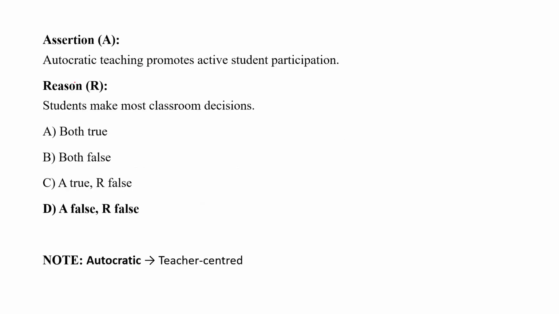And you can see the assertion: autocratic teaching promotes active student participation. No, actually, teacher participation is autocratic. It's democratic that has active student participation. So automatically the first will be false. Autocratic is teacher oriented. And the reason, almost always this is false: students make most classroom decisions. So both are false.